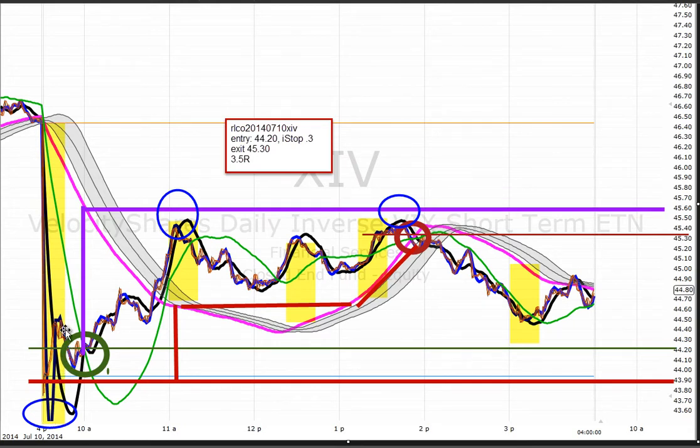finds support, bounces around a little bit, has a series of 3 higher lows. Notice that the price and 10-period regression line crosses the 90. That's the green sine wave. So we'll go ahead and make an entry here on the third higher low and crossing the 90 at 44.20 with our typical 30-cent stop down here at 43.90.